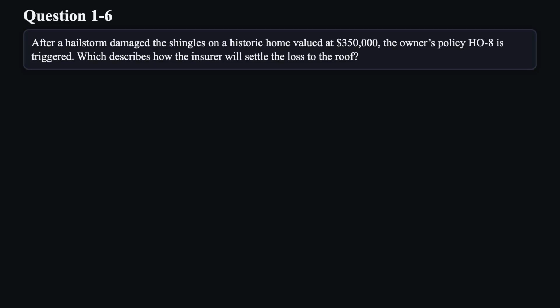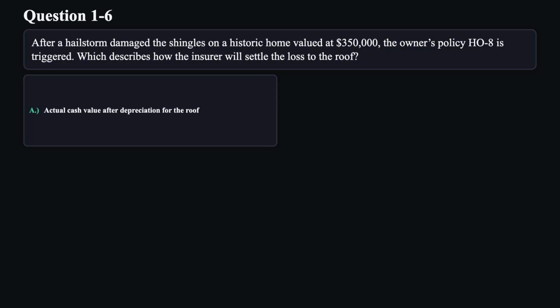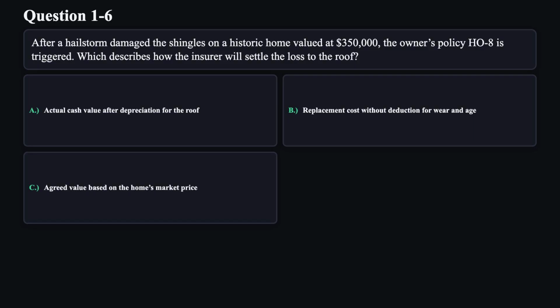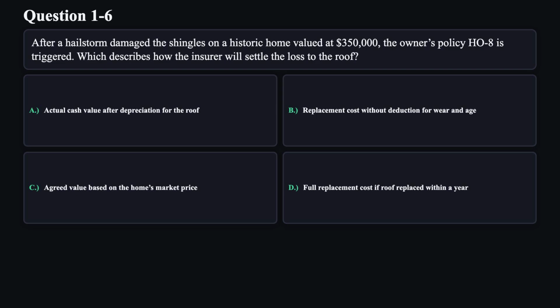Question 6. After a hailstorm damaged the shingles on a historic home, valued at $350,000, the owner's policy, HO8, is triggered, which describes how the insurer will settle the loss to the roof. A. Actual cash value after depreciation for the roof. B. Replacement cost without deduction for wear and age. C. Agreed value based on the home's market price. D. Full replacement cost if roof replaced within a year.